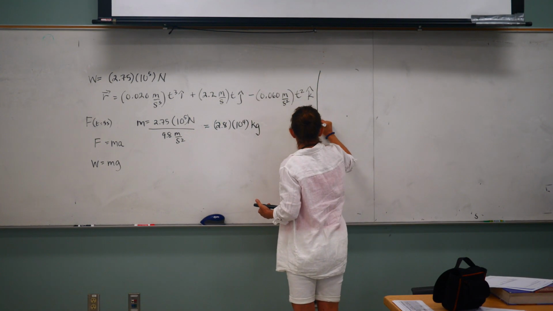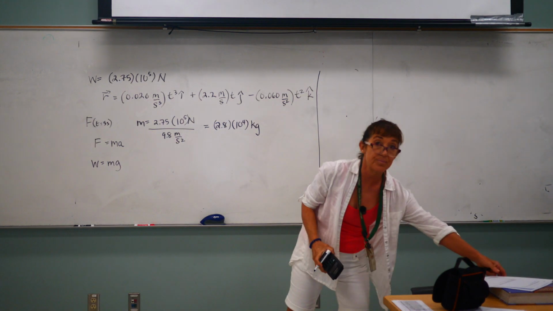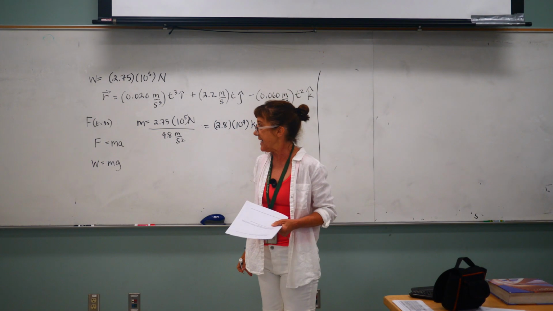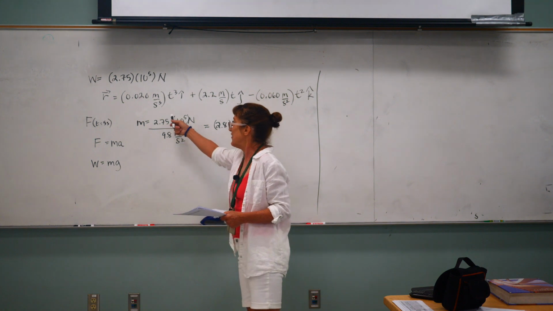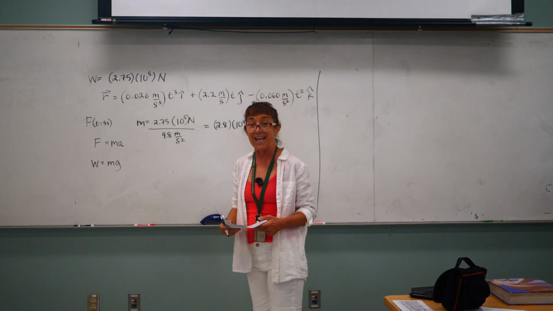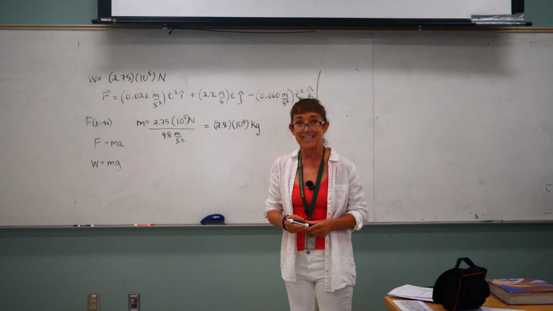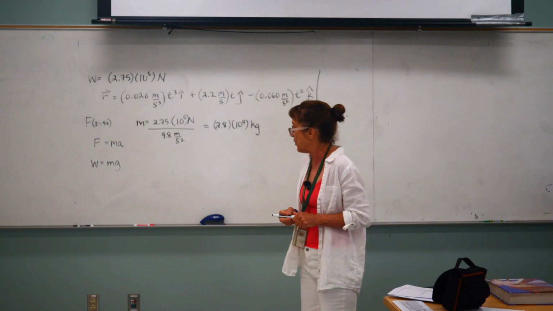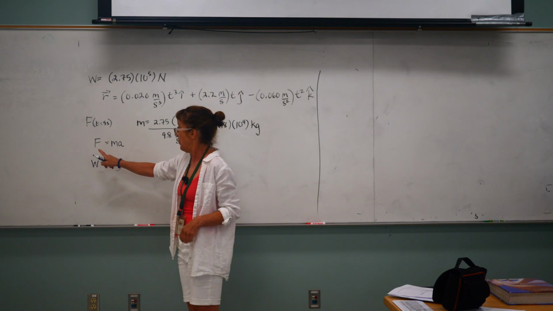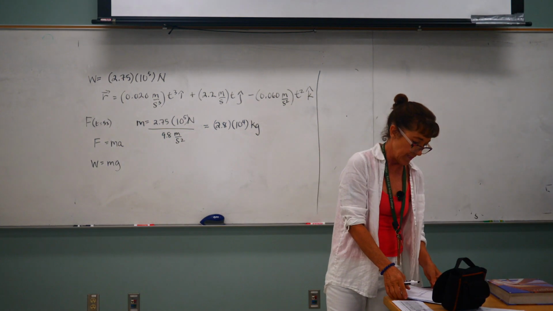Next, we're looking for the net force on it at t equals 5 seconds. We are given a position vector. Now we will have to take the derivative twice to get the acceleration. And from that, we will use Newton's second law. Once we have the acceleration, we'll multiply it by its mass to get the net force. So let's do this.